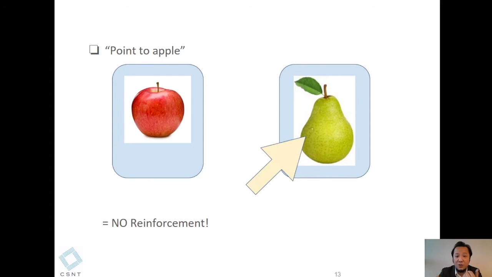Of course, at which point, if we produce two stimuli again and we say point to apple, upon the student giving a wrong response, there will be a lack of reinforcement. And here's an example of that.